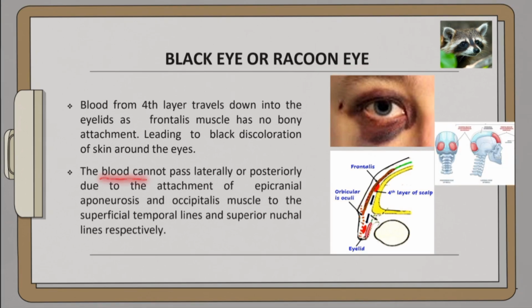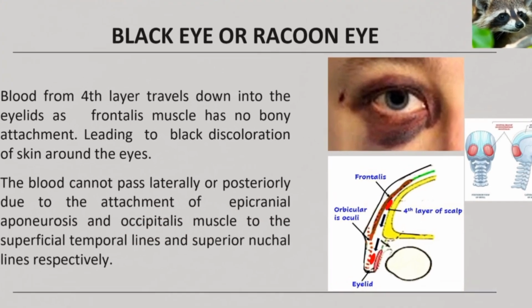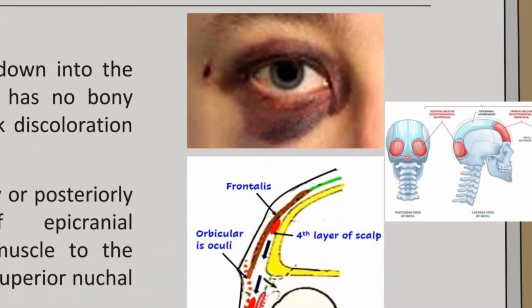But this collected blood cannot pass laterally or posteriorly. This is because there is the attachment of the epicranial aponeurosis and occipitalis muscle to the external occipital protuberance and the superior nuchal line. So below this, the blood does not trickle down. And laterally also, there is an attachment of the epicranial aponeurosis to the superior temporal line. So below this also, blood does not come down. But due to lack of bony attachment anteriorly, the blood comes down to the eye and there is the presence of a black eye.